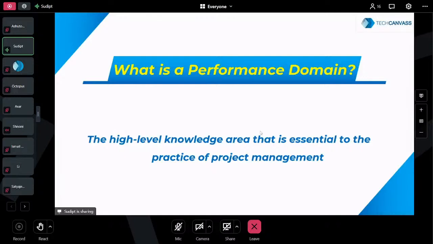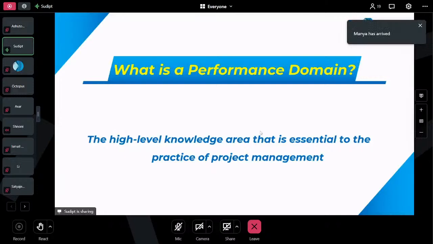First of all, let us understand what a performance domain is. As per PMI, a performance domain is defined as the high level knowledge area that is essential to the practice of project management. In simpler words, a project performance domain is the set of skills, activities, and behaviors that contribute to the effective practice of project management. So, a performance domain is a logical grouping of some of the things we do to deliver a project, its outcomes, and thus its value. They are what we spend our time doing.